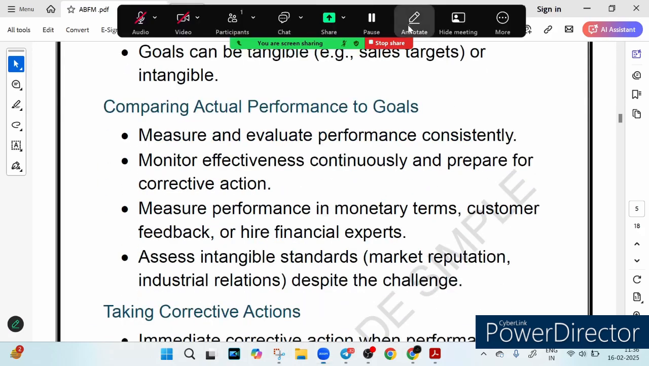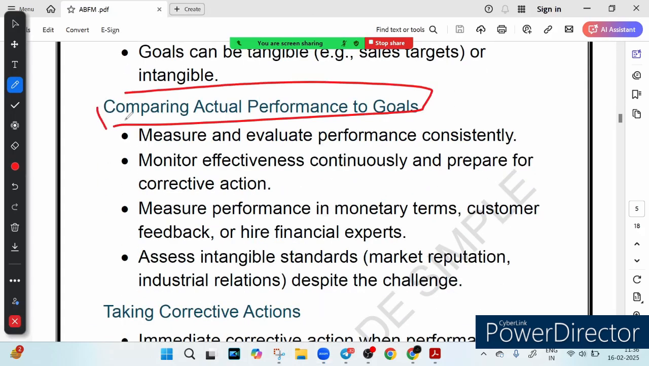This is the second step. Now that the goals are set, how do we check progress? Managers track and measure performance, and sometimes they can use the sales number.